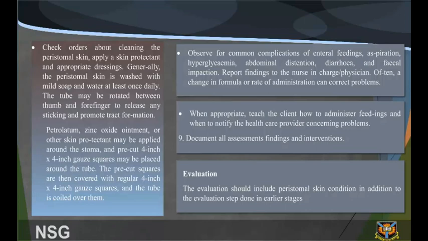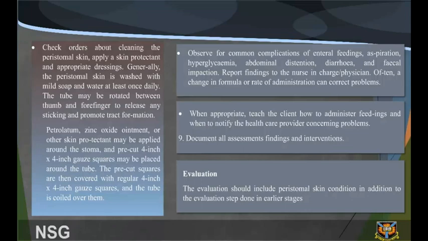Petrolatum, zinc oxide ointment, or other skin protectant may be applied around the stoma, and pre-cut 4 inches by 4 inches gauze squares may be placed around the tube. The pre-cut squares are then covered with regular 4 by 4 gauze squares, and the tube is coiled over them.